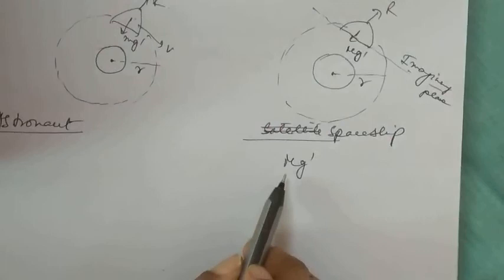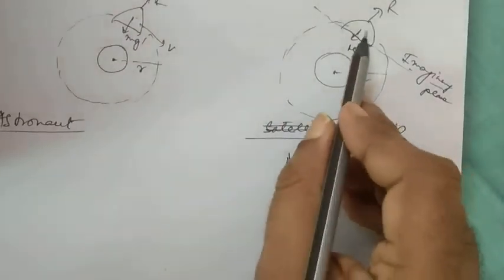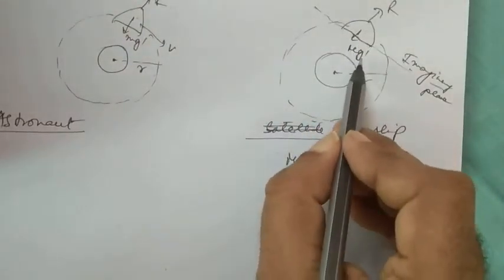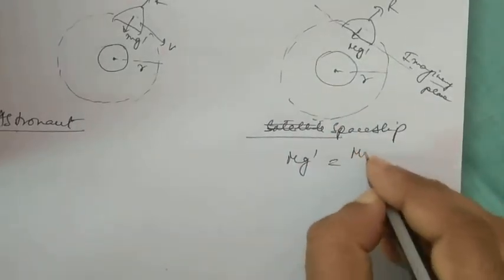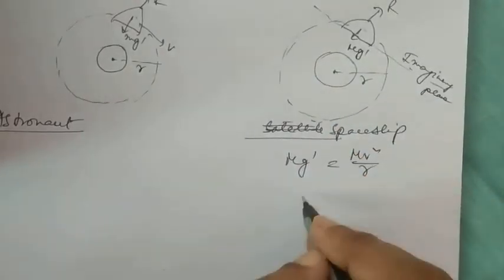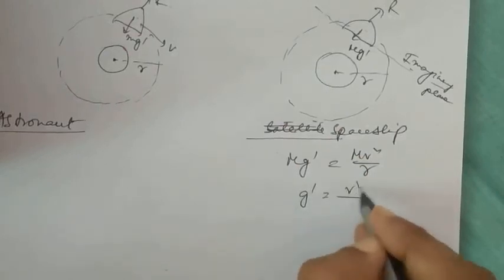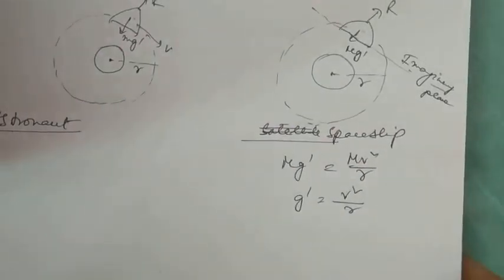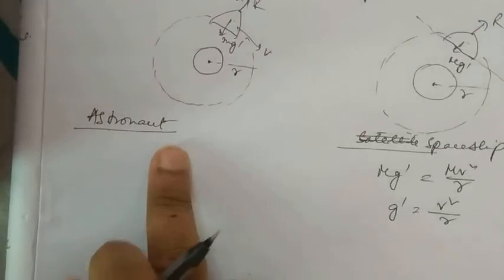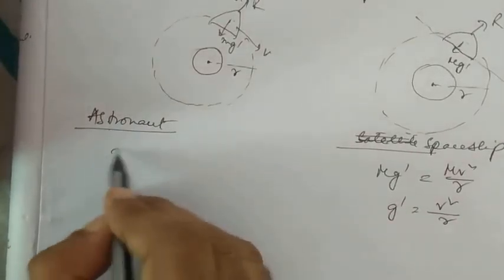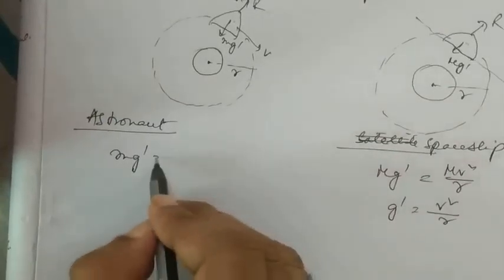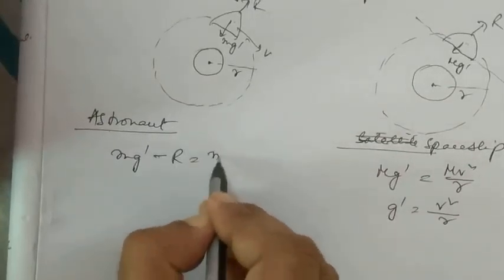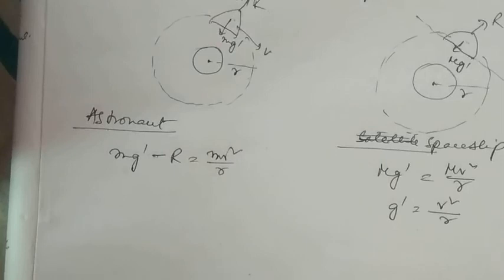The mass of the spaceship is capital M. At this point the gravitational acceleration is g dash. So Mg dash is equal to Mv square by r. From this we get g dash is equal to v square by r. Now the equation for the astronaut here is mg dash minus R, similar to what we have written for the lift case, is equal to mv square by r.